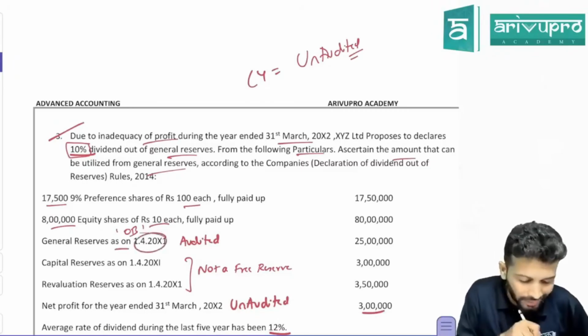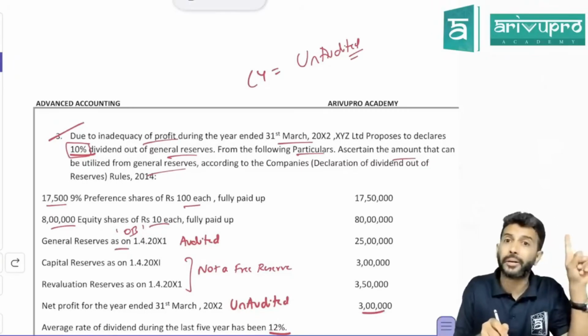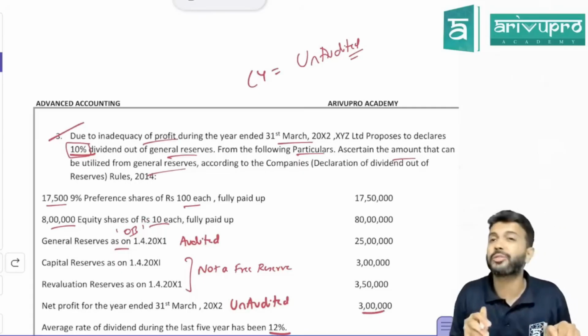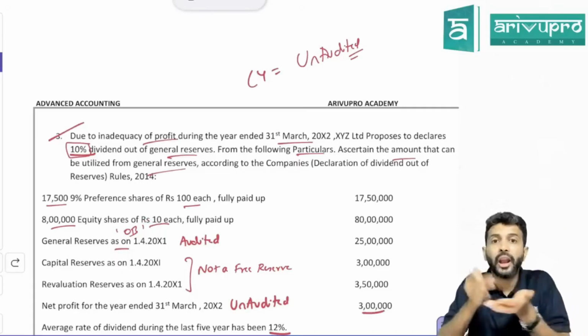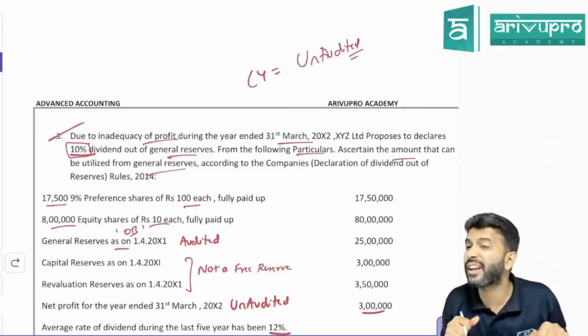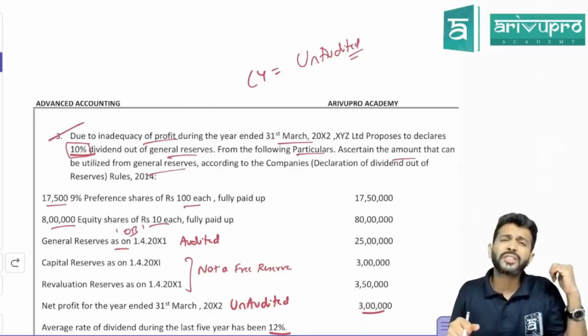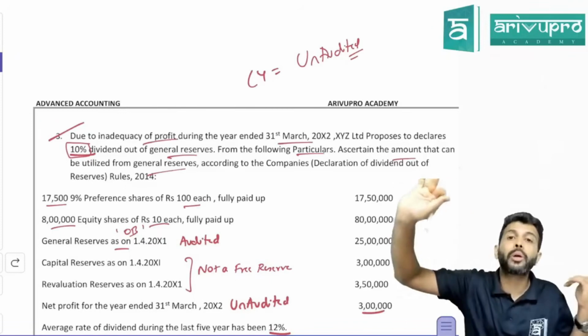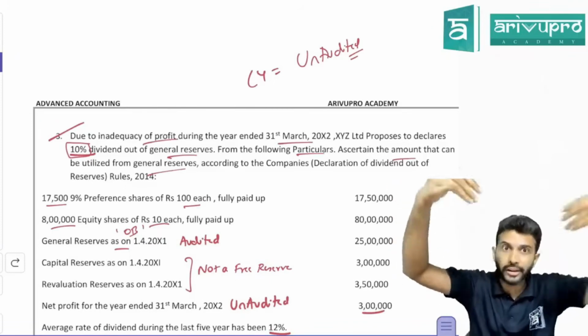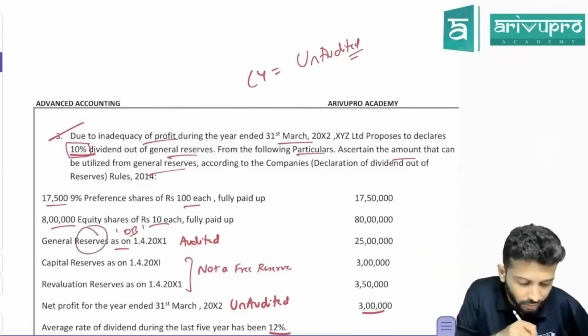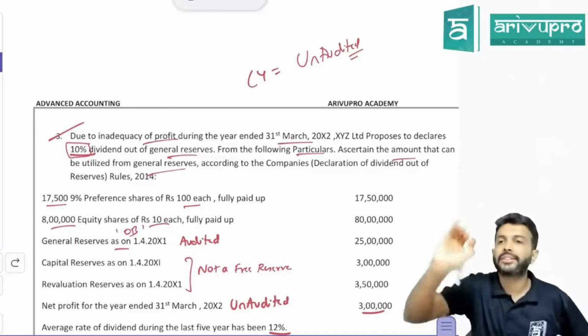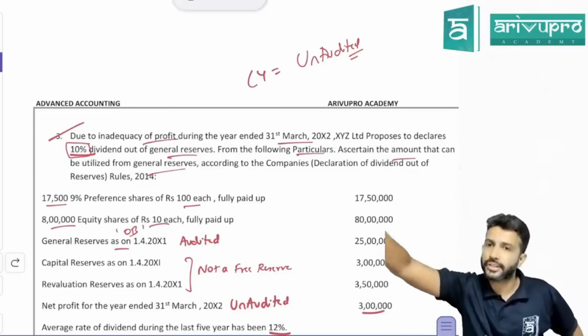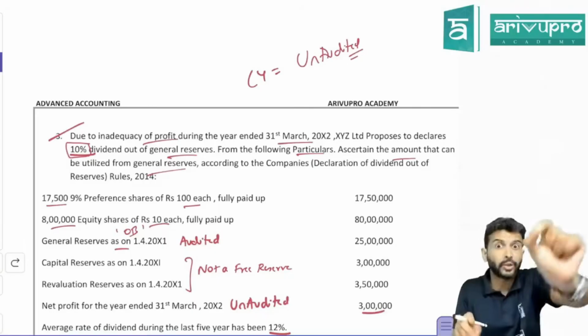What are they told? General reserve balance as on 1st April 20x1. So 1st April 20x1 balance means it is the opening balance. Last year's closing balance will become the current year's opening balance. Last year, is auditing done or pending? Current year auditing is pending. What about last year? Audited. Yes, auditing is over. That means this general reserve balance is as per what, sir? It is as per audited financial statements. Understood? Because for the condition, we need to take the audited number.